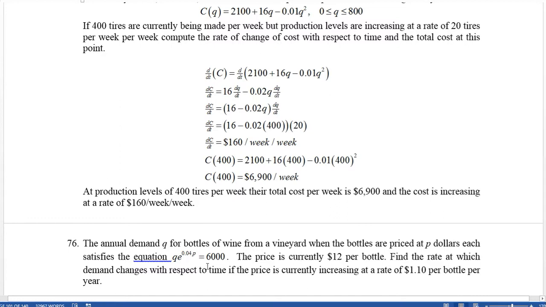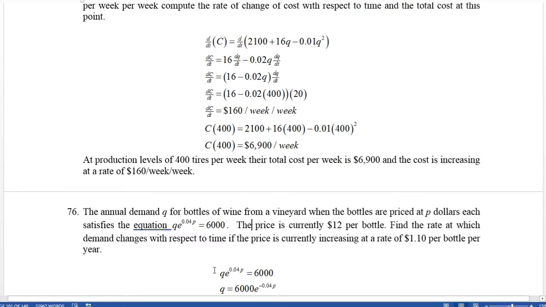Now, notice it's per year, so we're going to be measuring time in years. So as time goes on, the price per bottle is changing, and it's increasing, so that it's inflating, and the quantity then is going to change too. And what would we expect the quantity to do if the price per bottle is going up? We'd expect the quantity to go down a bit. So let's see if all that works out.